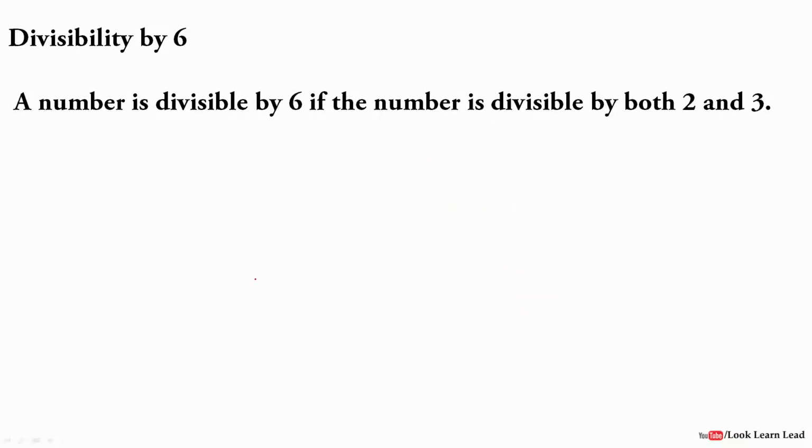Next, the divisibility rule of 6. In the case of 6, the number has to be divisible by both 2 and 3, because 6 can be written as 2 into 3. Suppose we have 2, 9, 4. See, the last digit is 4, so it is an even number, so it is divisible by 2.